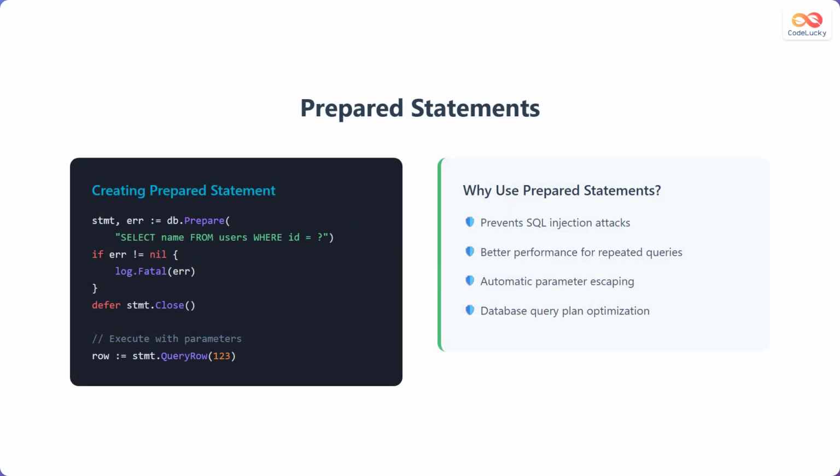Now, let's learn about prepared statements. Here's an example of creating a prepared statement. We call db.Prepare and pass in our query, in this case, select name from users where id equals ?. If there is an error, log a fatal error. We then defer the statement Close function. Finally, we execute the statement with the parameters by calling statement.QueryRow and passing in 1, 2, 3. Prepared statements help prevent SQL injection attacks, provide better performance for repeated queries, automate parameter escaping, and optimize database query plans.